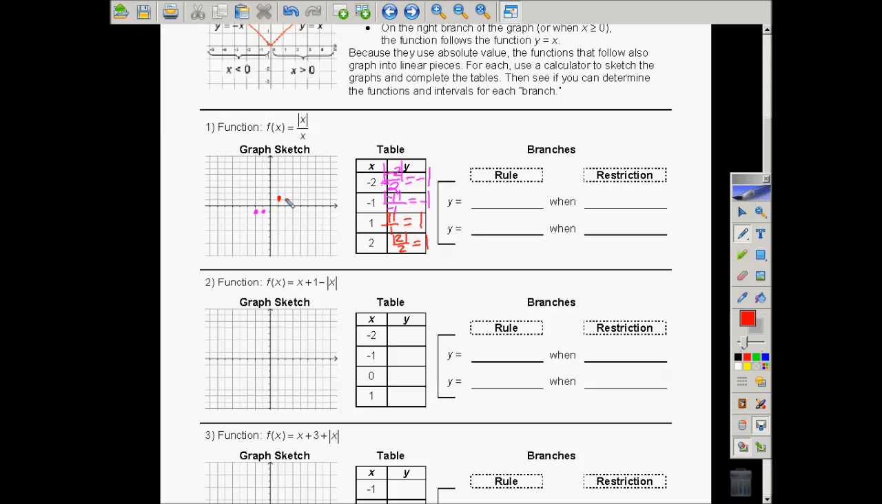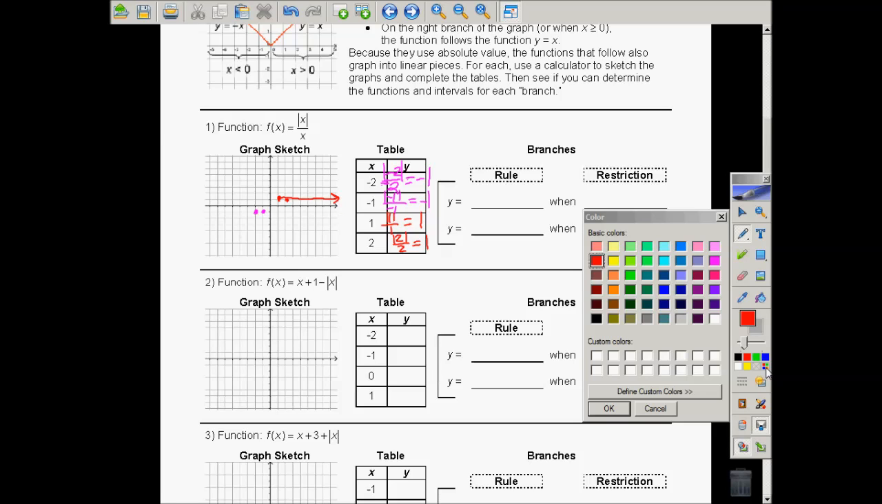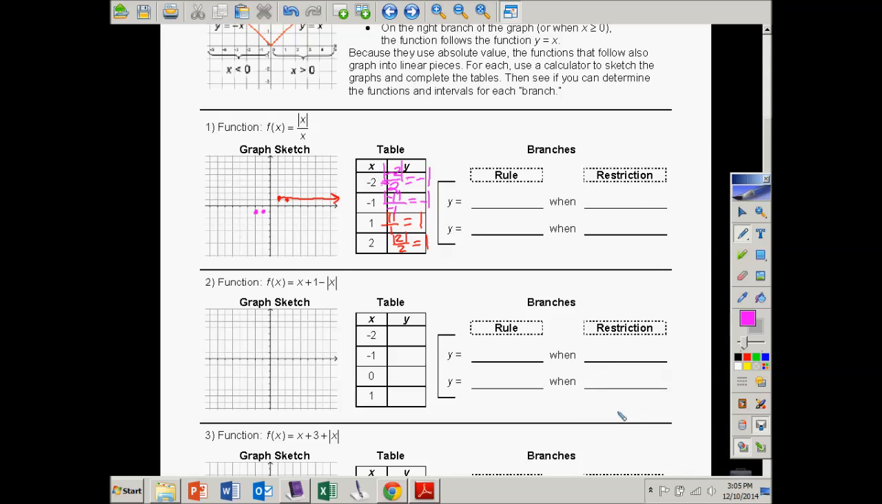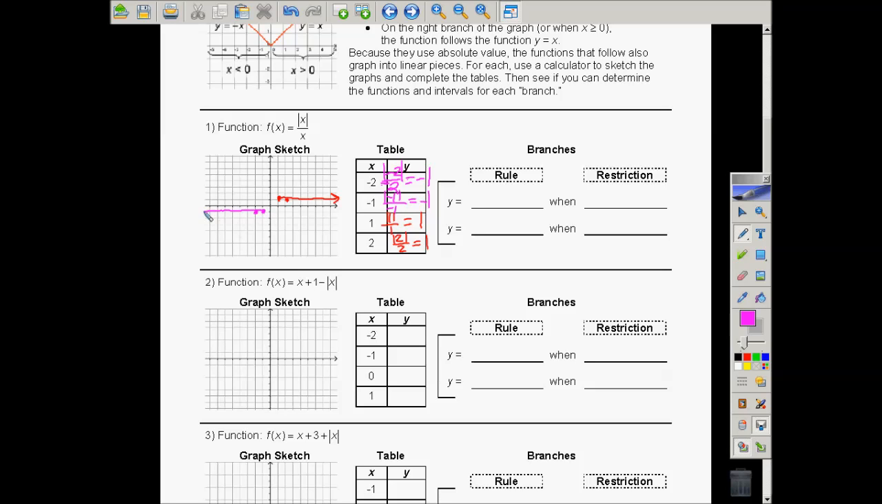What if I plug in 3? It's going to be 1. What if I plug in 4? 1. What if I plug in 5? 1. What if I plug in 100? 1. Alright. What about on the other end? What if I plug in negative 3? Negative 1. What if I plug in negative 4? Negative 1. What if I plug in negative 100? It's still going to be negative 1.